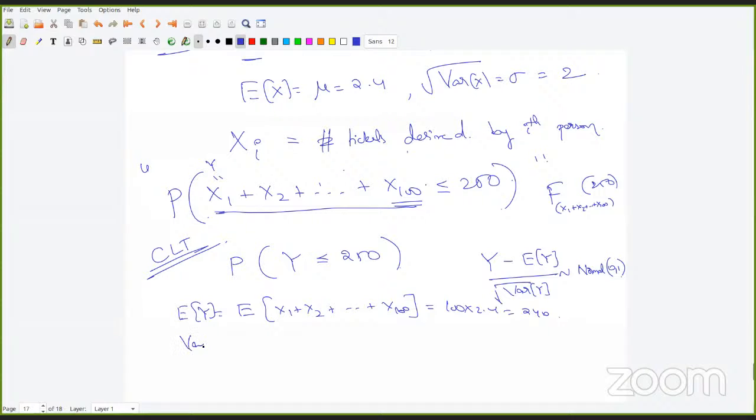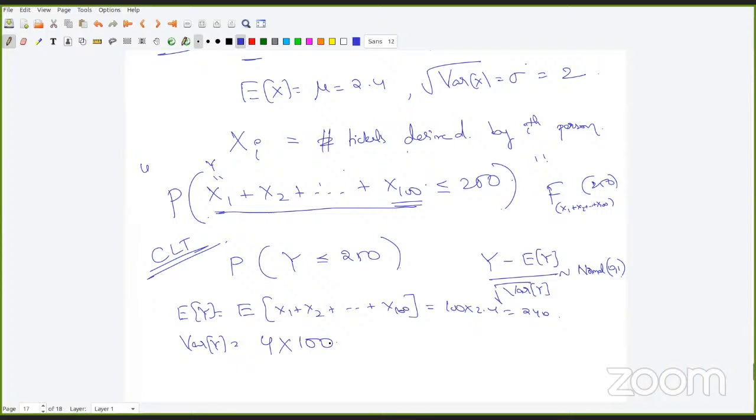What is the variance of Y? Observe one more thing: X1 is independent of X2, and X2 is independent of the others. How many tickets I desire is independent of the person standing in front of me and behind me. So the variance of Y will be n times sigma squared. Sigma is 2, so sigma squared will be 4, and 4 times 100.